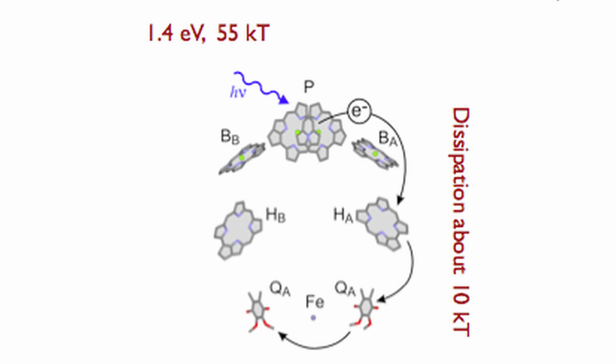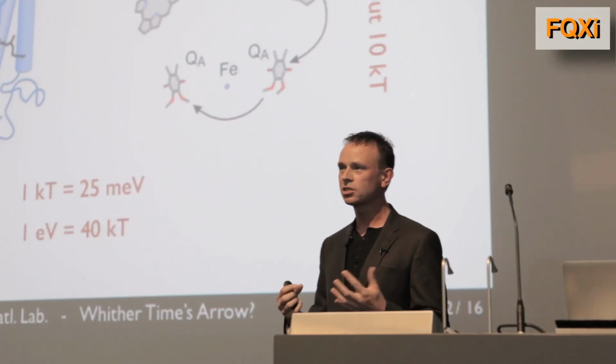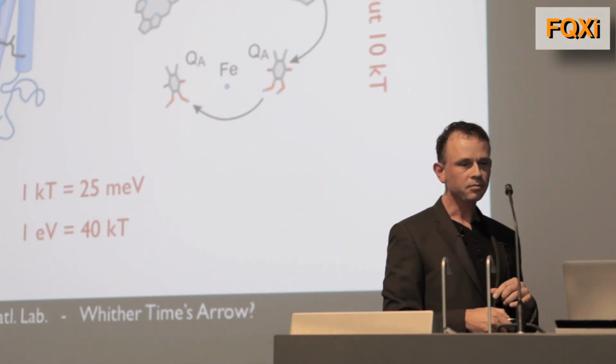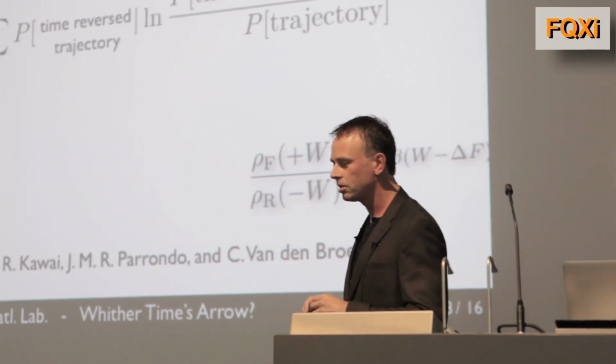So there is a loss in energy here of about 10 kT, ballpark. You can think about it as the cost of having to lock in this charge separation. This is the cost, somehow, of having to break time reversal symmetry. So there's all sorts of fun things we can do to try to tease out these relationships.